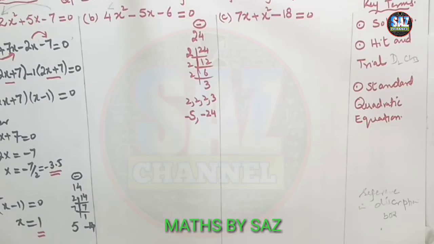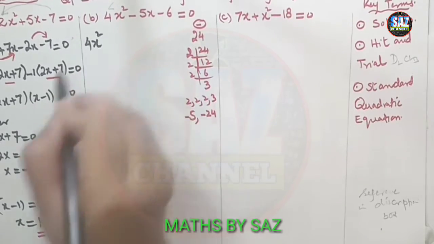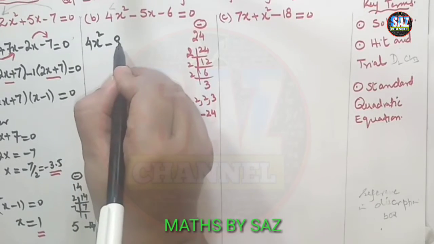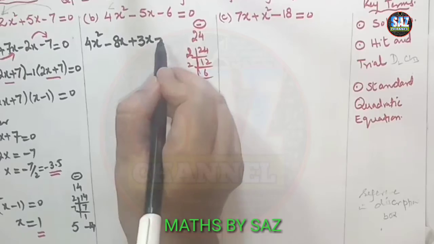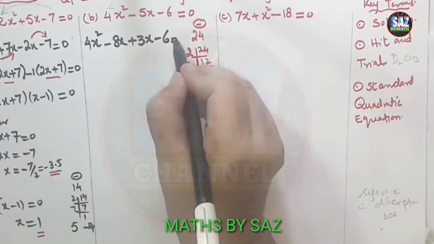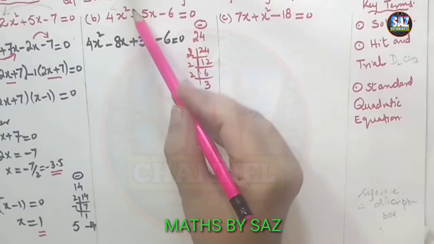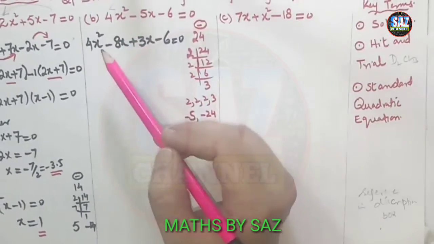So I think the possible and suitable choice will be 4x square minus 8x plus 3x minus 6 equals to 0. Here it is important that the middle term is negative, so the bigger factor will have the negative sign.